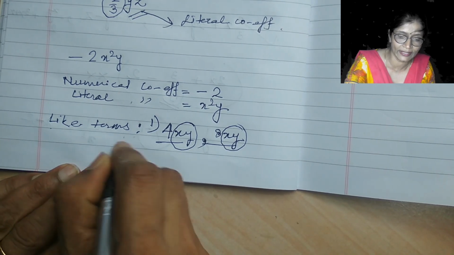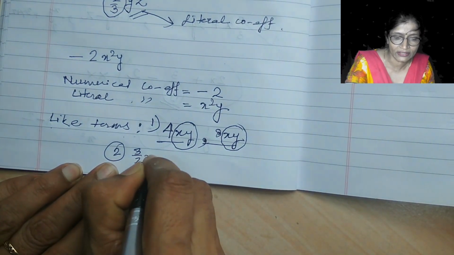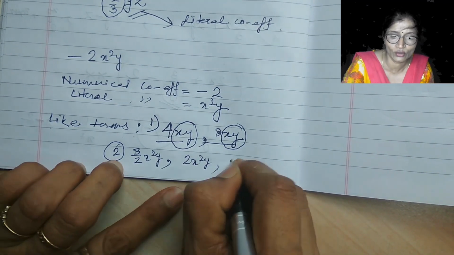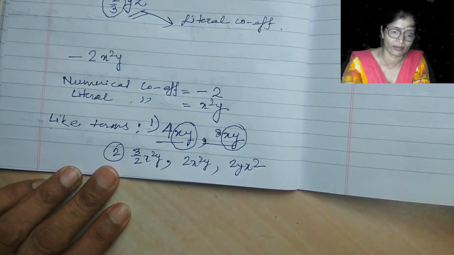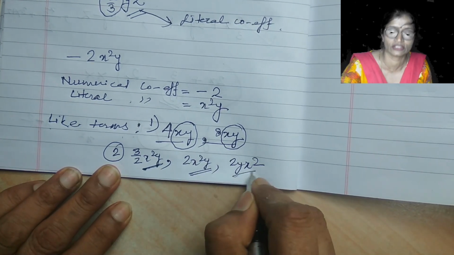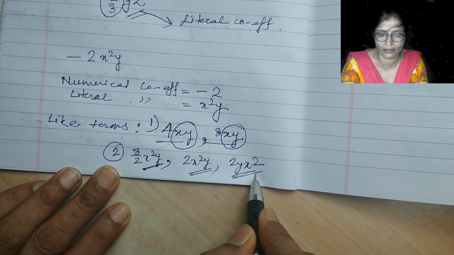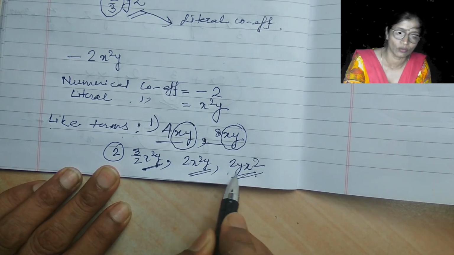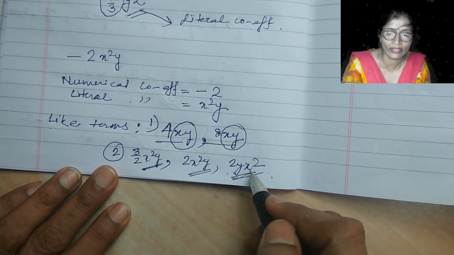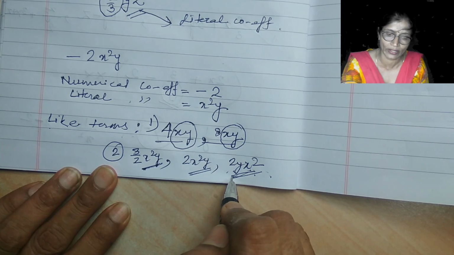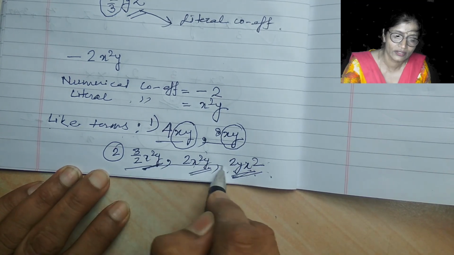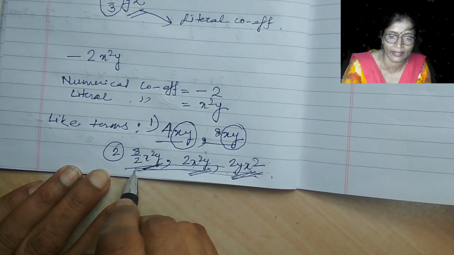Another example, suppose I write 3 by 2 x square y, second is 2x square y, and third I write 2yx square. They are also like terms because here the literal coefficient is x square y, here also x square y, here also x square y. Why have I written x square later? No problem. Whether I write x square first or y first, both are same, like 2 into 3 is equal to 3 into 2. So y into x square will be same as x square into y. So these three are like terms.